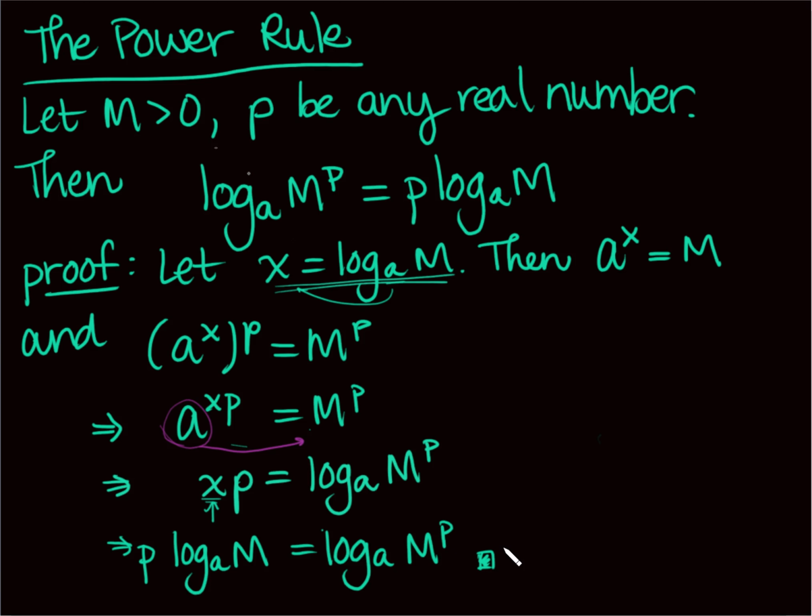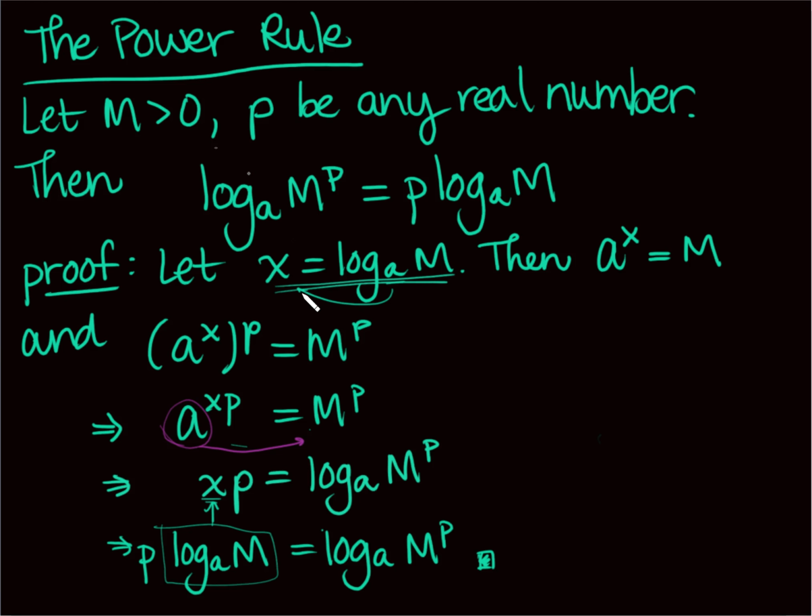I should drop my pencil. It's like dropping your mic when you do a proof like that, or my Surface Pen. So notice again, I just replaced that x with what I defined it to be, and then I moved that p to the front because I know multiplication is commutative. Pretty easy to prove these rules.